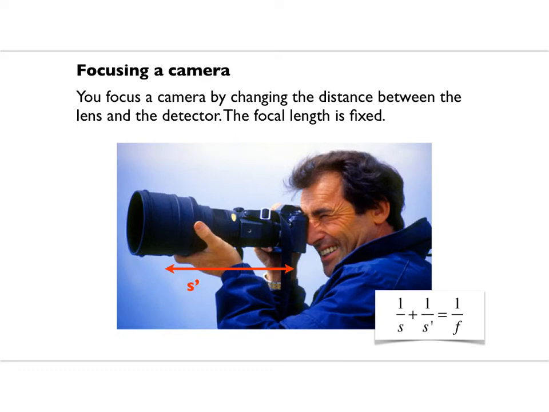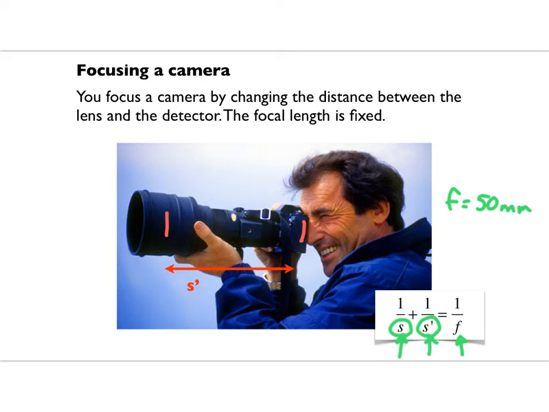Now I just want to think about the camera for a minute. If you have a camera and you're focusing it on objects at different distances, if S changes, you can't change F. F is the focal length of the lens, and that's fixed. If I have a 50 millimeter lens on an SLR camera, the focal length is just 50 millimeters. That number does not change. And so I change the focus. If I'm looking at objects at different values of S, I have to change S prime, and so I adjust this. I focus a camera by moving the lens closer or farther away from the detector. I change the values of S prime.